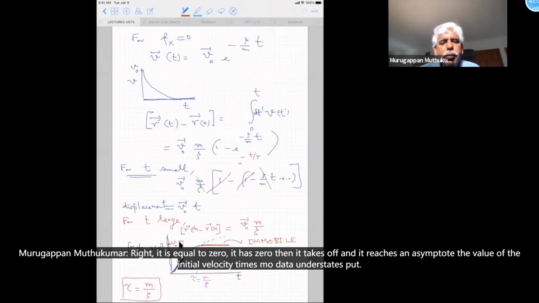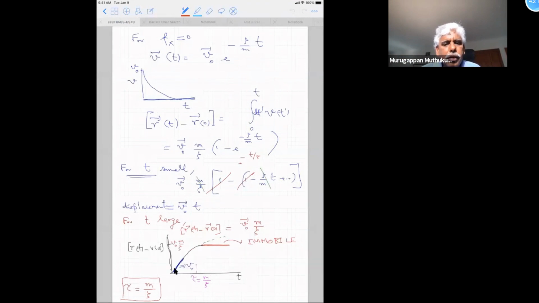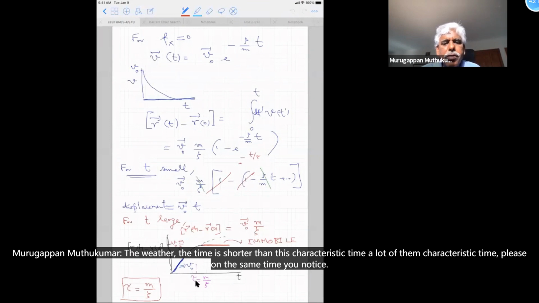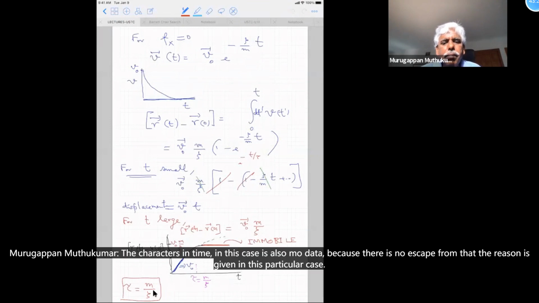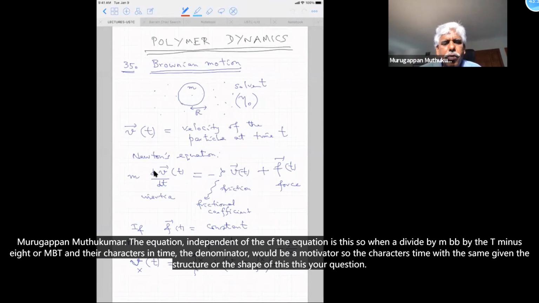and reaches an asymptotic value of the initial velocity times m over zeta, and it stays put. This is the mean displacement. There is definitely a displacement, given by that number for long times. For short times, it depends on whether the time is shorter or longer than the characteristic time. The characteristic time here is also m over zeta, because there is no escape from that. Even in this case, independent of f, when I divide by m the equation has the same structure, so the characteristic time is the same.